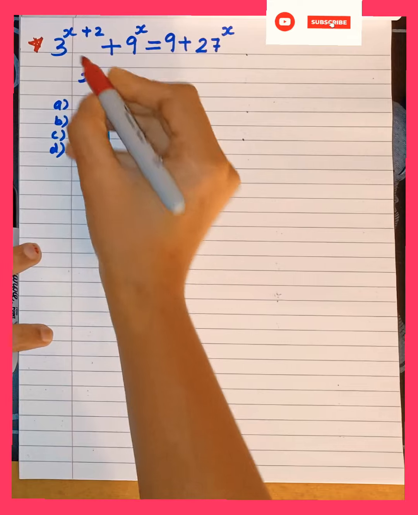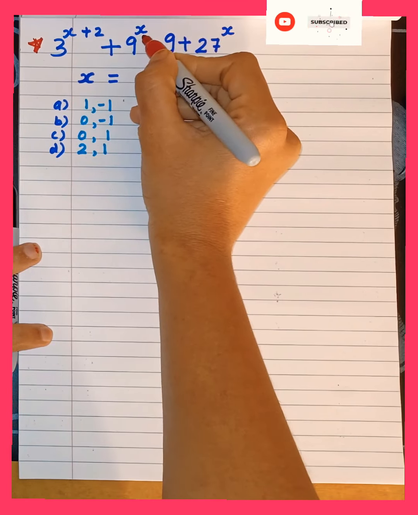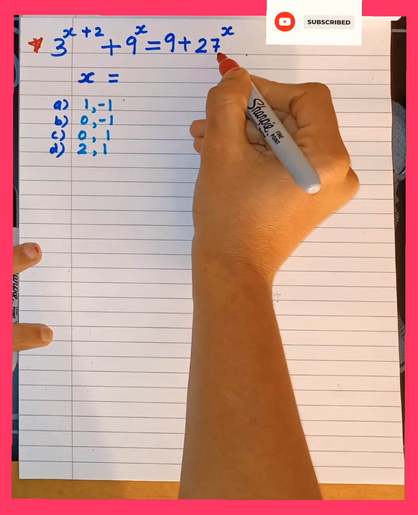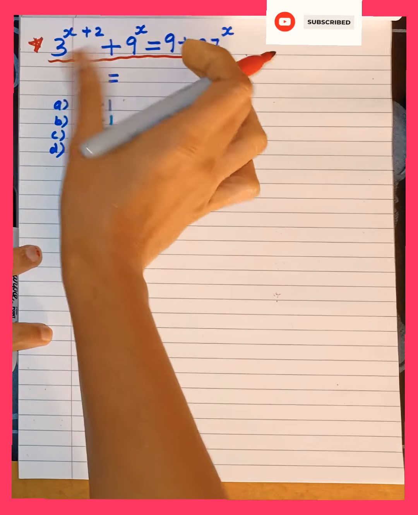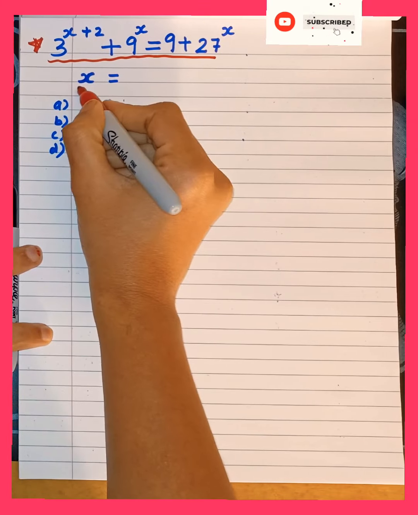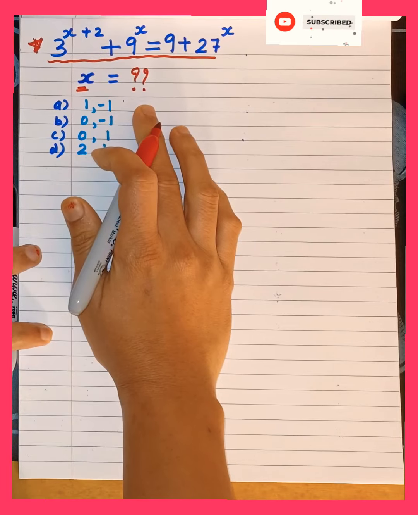The question is 3 raised to x plus 2 plus 9 raised to x equal to 9 plus 27 raised to x. So this equation is given to us, and with the help of this we will find out the value of x. So x equal to question mark.